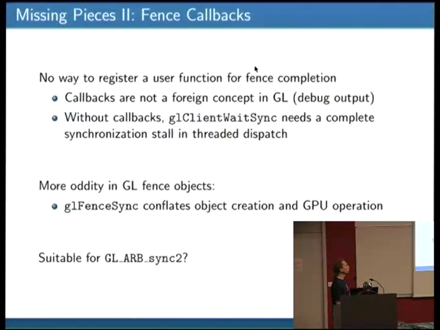And actually, fence objects are unusual because, for example, fencing is a function that conflates the creation of an object and the actual GPU operation. It is really odd because, again, for threaded dispatch, I think it would be beneficial to have those separated. When creating a fence, you return a value to the application that it is going to use. But when the application wants to place a fence into the GL command stream, it doesn't need any value returned.